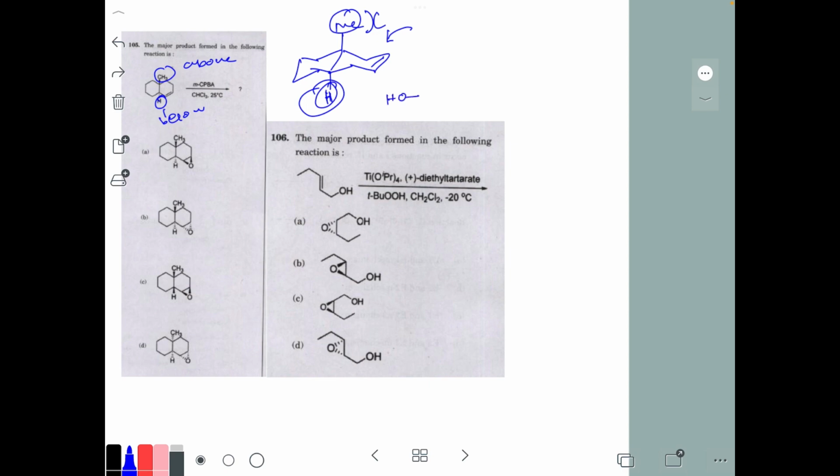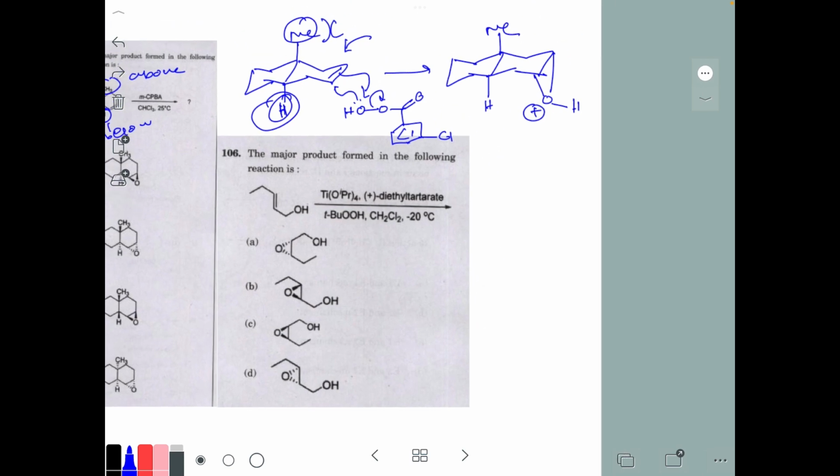So this is the structure of the given mCPBA, metachloroperbenzoic acid. First this lone pair attack takes place here, then this pi bond migrates to the oxygen and gives the corresponding intermediate. Okay, this intermediate undergoes deprotonation with the metachlorobenzoate base.